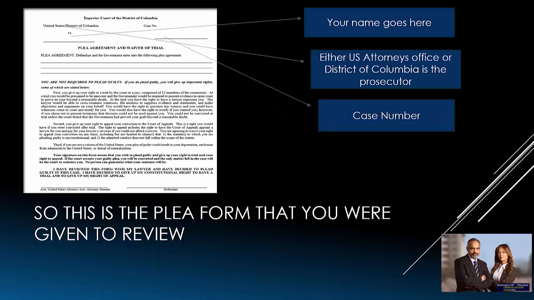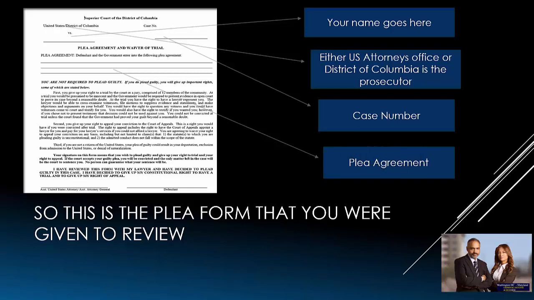The next part is your case number. That's the number assigned to the case to keep track of the matter. And then finally, the other part of the form, which you can see, is the plea agreement. That's usually written in by your attorney. Sometimes it's typed in, but regardless, it will be on that form.